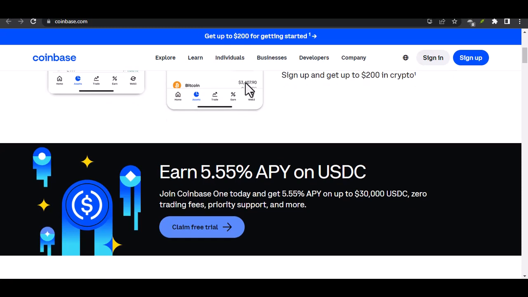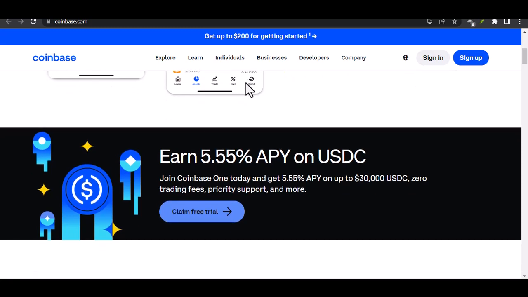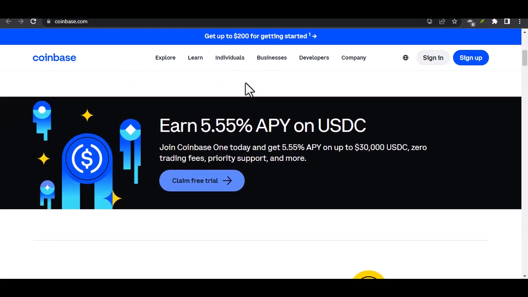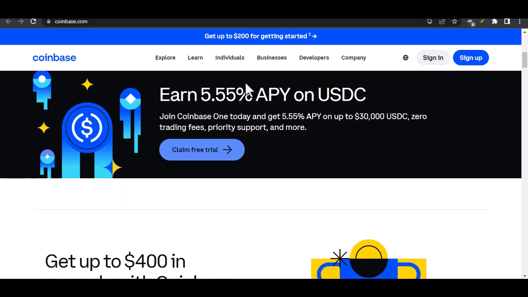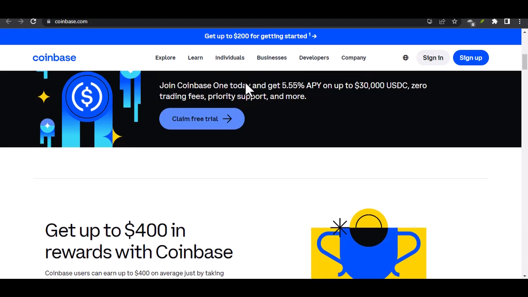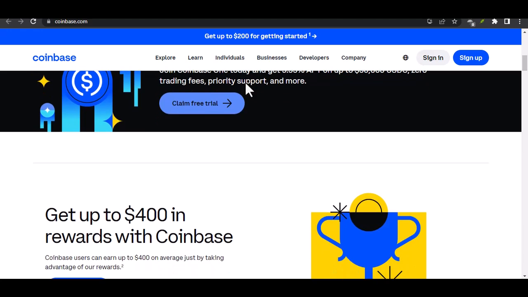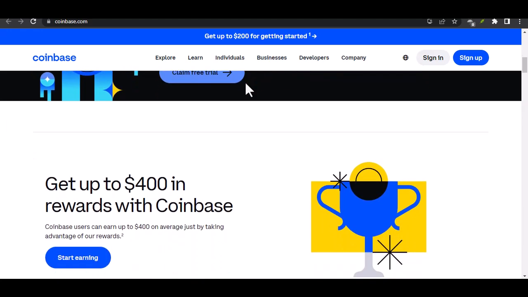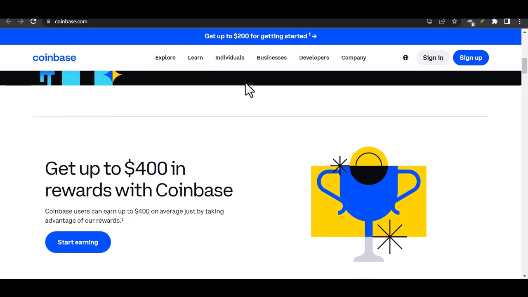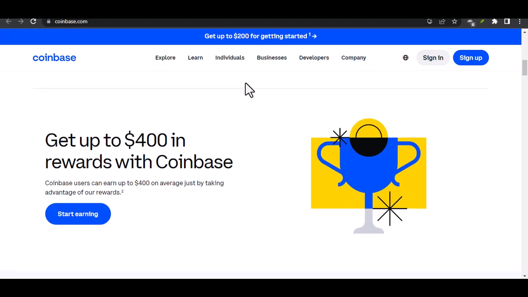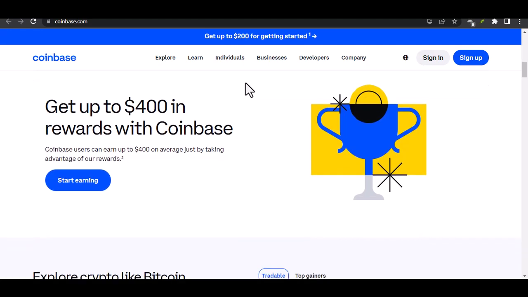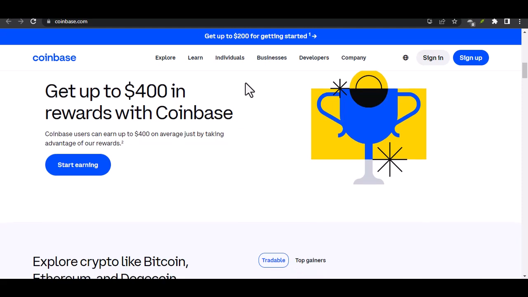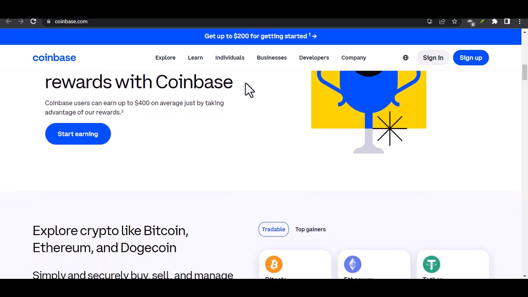Understanding Coinbase. Brief overview. Let's start by understanding what Coinbase is. It's a popular cryptocurrency exchange platform that allows you to buy, sell, and store various cryptocurrencies. Key features: Coinbase offers a user-friendly interface, secure storage, and a wide range of supported cryptocurrencies. Fees. It's important to note that Coinbase charges fees for transactions. These fees can vary depending on the cryptocurrency you're trading and the type of transaction you're making.